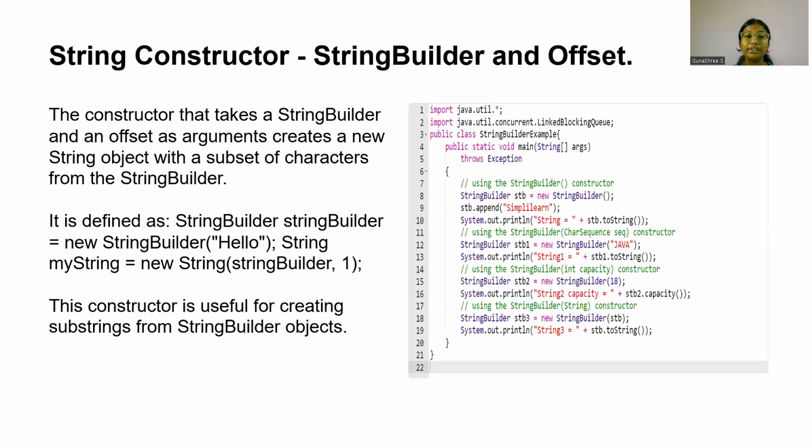Next one is the string builder and offset. Here two arguments, that is a string builder and an offset, will be taken. What it is used for is to create new objects from the already existing string. So StringBuilder = new StringBuilder("hello"), and String myString = new String(stringBuilder, 1). The string builder majorly extracts the characters that are present, along with printing the substring of the characters. So it is used for creating substrings from string builder objects.